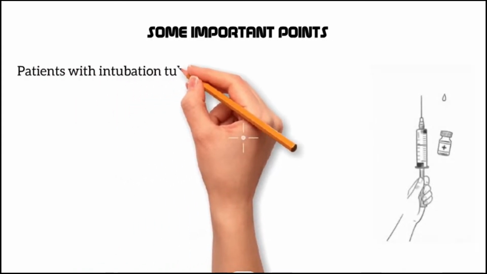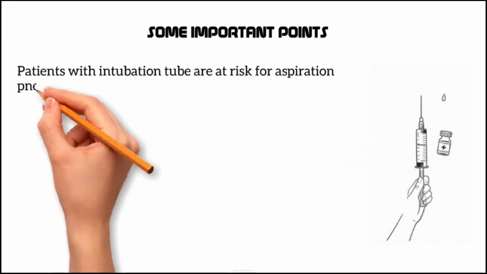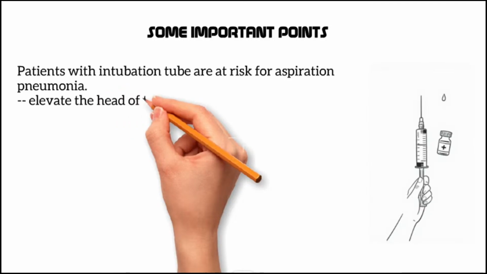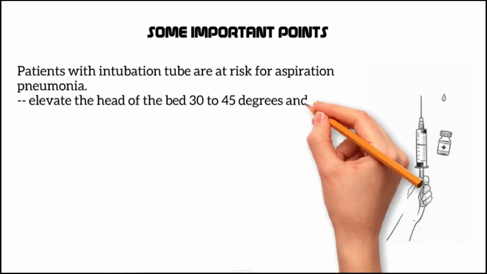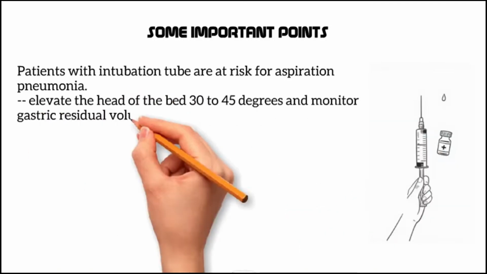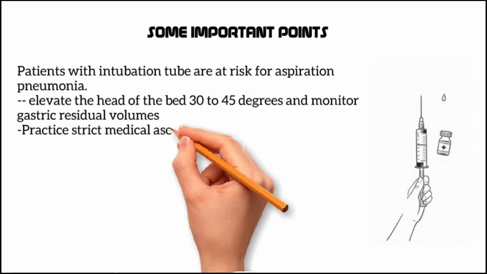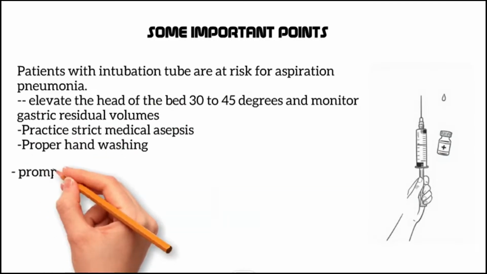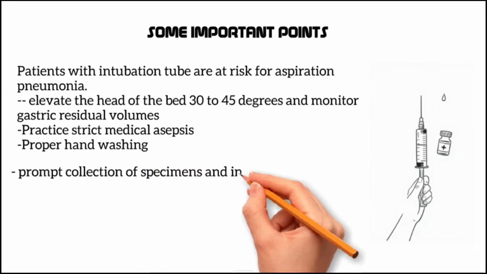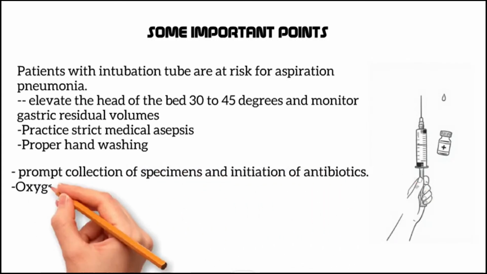Patients with intubation and tubes are at risk for aspiration pneumonia. Elevate the head of the bed 30 to 45 degrees and monitor gastric residual volumes. Practice strict medical asepsis and adherence to infection control guidelines. Staff and visitors should wash their hands on entering and leaving the patient's room.